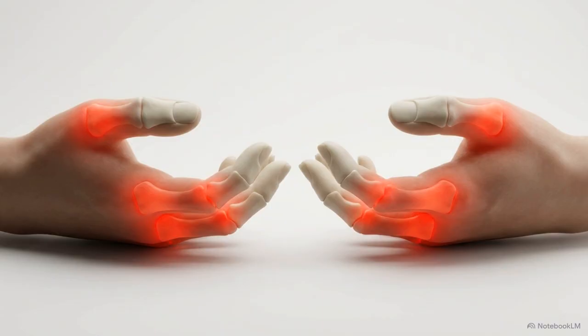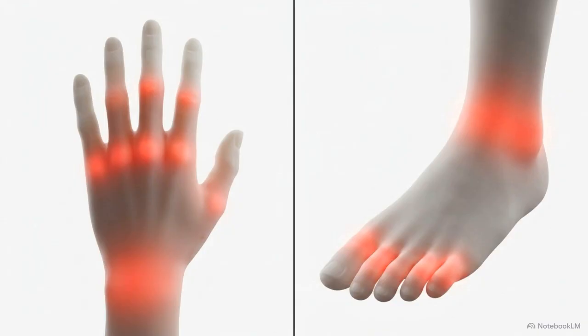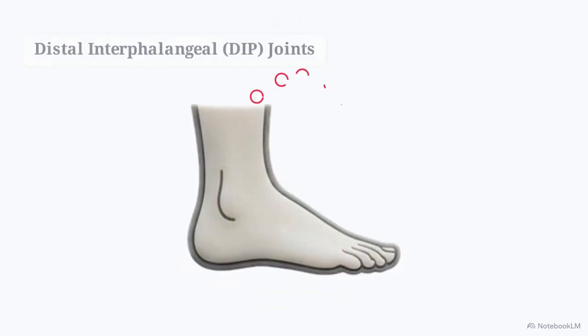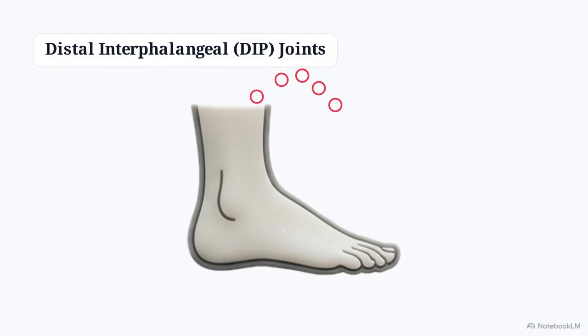The RA pattern is a coordinated, symmetrical attack by the adaptive immune system, targeting the synovial linings of small joints. The peripheral spondyloarthritis, or SPA pattern, represents the immunological opposite of RA. Its physical presentation is often asymmetrical and tends to favor the large joints of the lower limbs, such as the knees and ankles. Unlike the RA pattern, spondyloarthritis frequently involves those distal DIP joints at the ends of the toes and fingers.